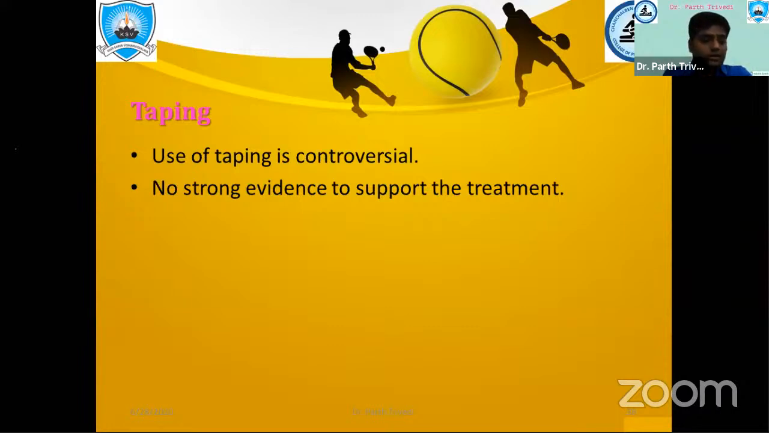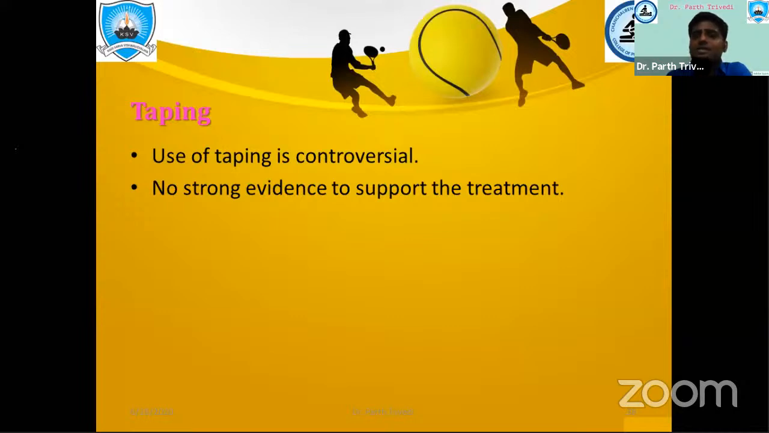Again, taping. Taping is controversial. I would not like to throw much light on this because we have various kinds of taping: kinesio taping, rigid taping, sports taping. But there is no evidence. Actually, the US government has stopped or prohibited kinesio taping because of lack of evidence supporting the treatment. But I was talking to one of my sports physiotherapist friends, and we were discussing taping in athletes.